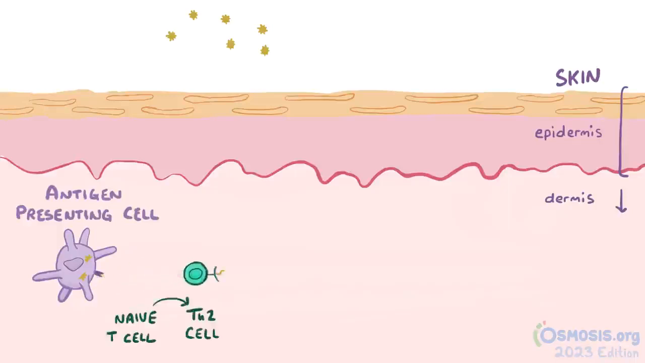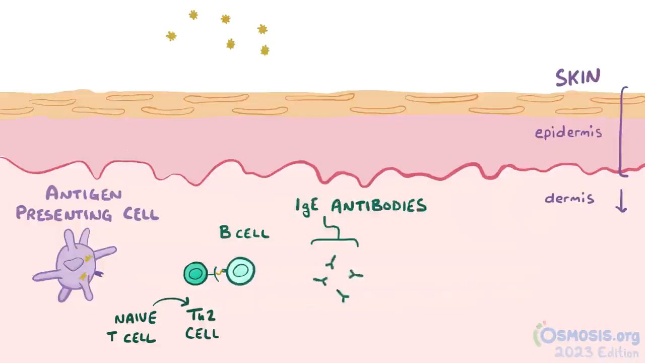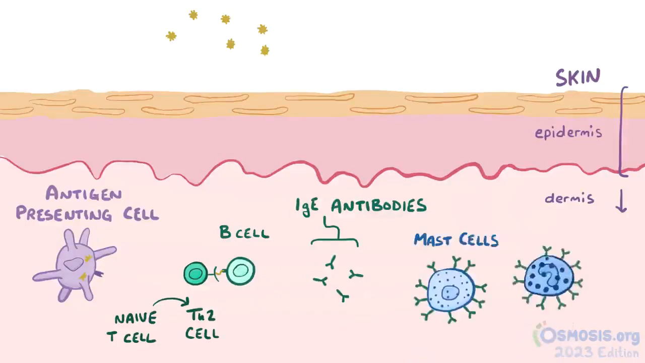This Th2 cell then stimulates a nearby B cell to start producing IgE, or immunoglobulin E antibodies specific to that pollen. Those IgE antibodies bind to the surface of other immune cells, called mast cells, as well as basophils, which can be found in the tissue layer just below the skin. And this process is called sensitization.